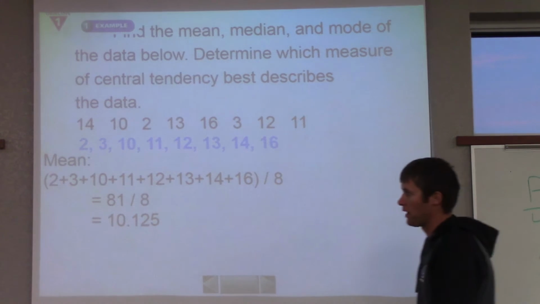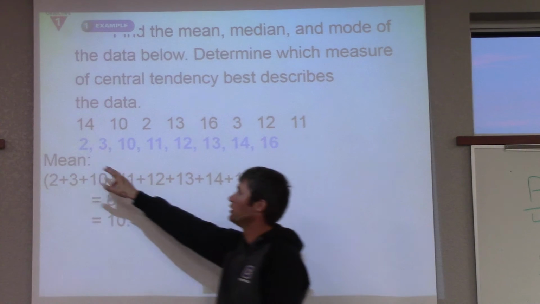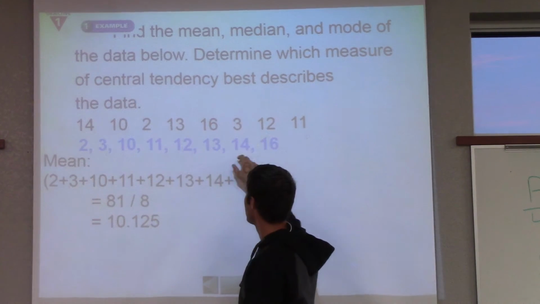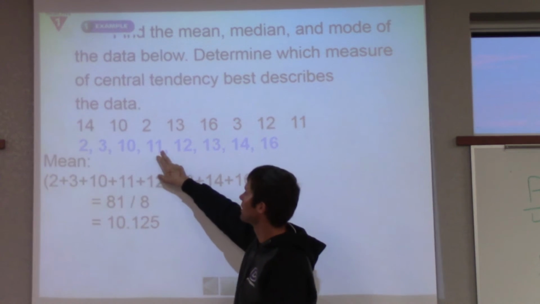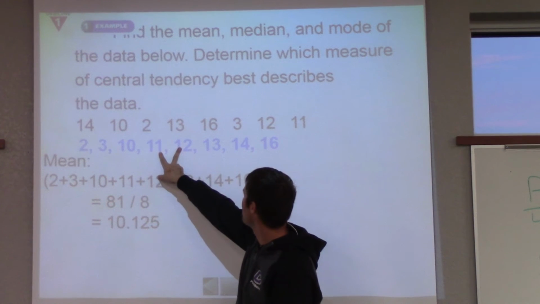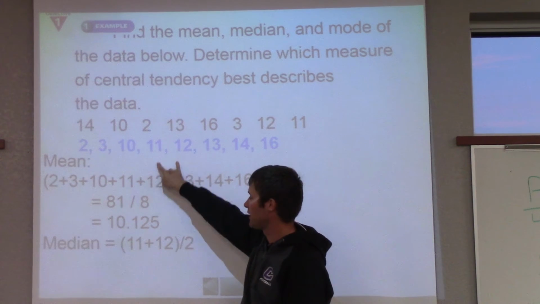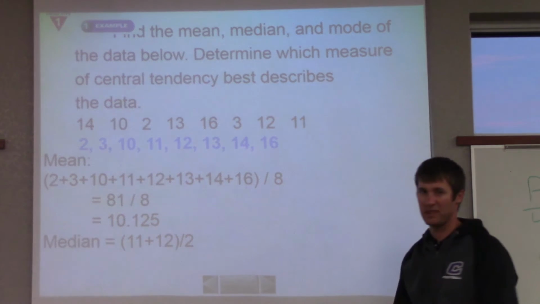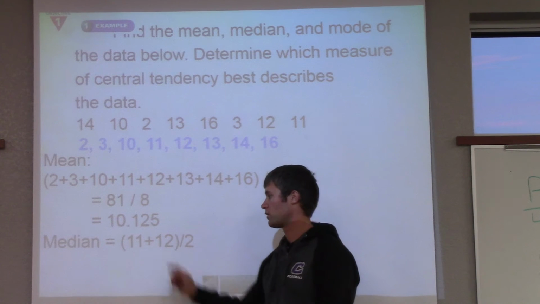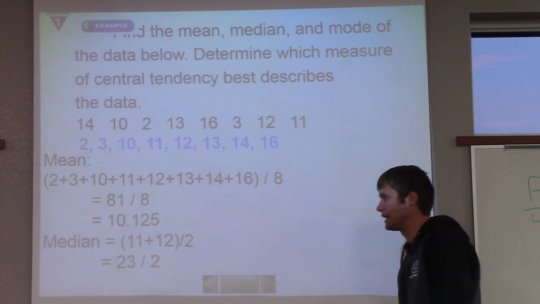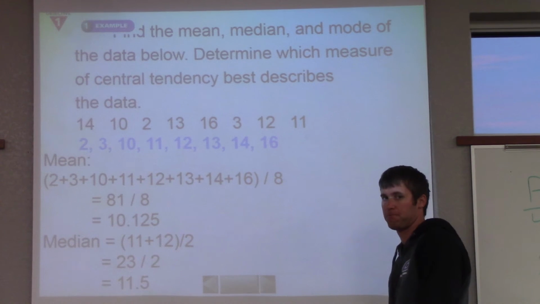Now we want to find the median, the middle number. Again, there's 8 numbers: 1, 2, 3, 4, 5, 6, 7, 8. There's no middle number. So I go 1, 2, 3, 4, so 11 and 12 would be my average. I'd add these two together and divide by 2. It's an even data set, so we take the two middle numbers and average them. 11 plus 12 is 23. Divide by 2, which gives me 11.5.